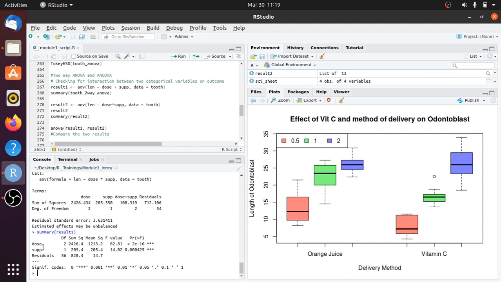Look at the dose. You can see that there's a statistically significant difference looking at this p-value. Look also at the delivery method when we look at the addition. So definitely there's a form of interaction. Let's see. So at 0, it is statistically significant.